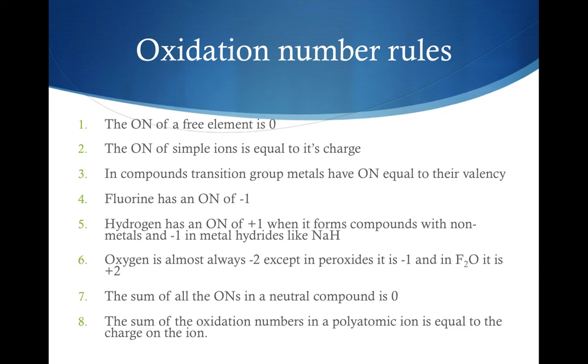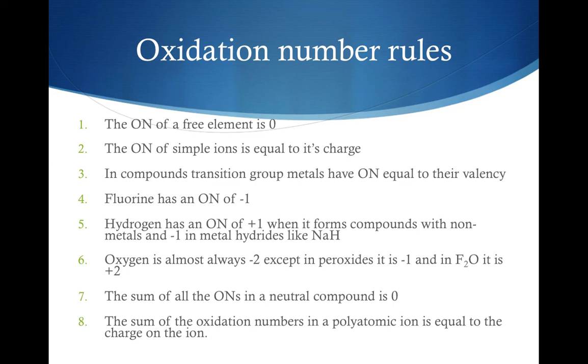If it's a simple ion, so we're talking here about metals that are in group 1 and 2 and group 13, and non-metals that are in groups 15, 16, 17, they make simple, predictable charged ions, and we know that the oxidation number is the same as the charge. So sodium has a charge of 1+, so its oxidation number is +1. If we're something in the transition group, then the charge is the same as the valency. So iron 2+ has an oxidation number of 2+. Iron 3+ has an oxidation number of 3+.